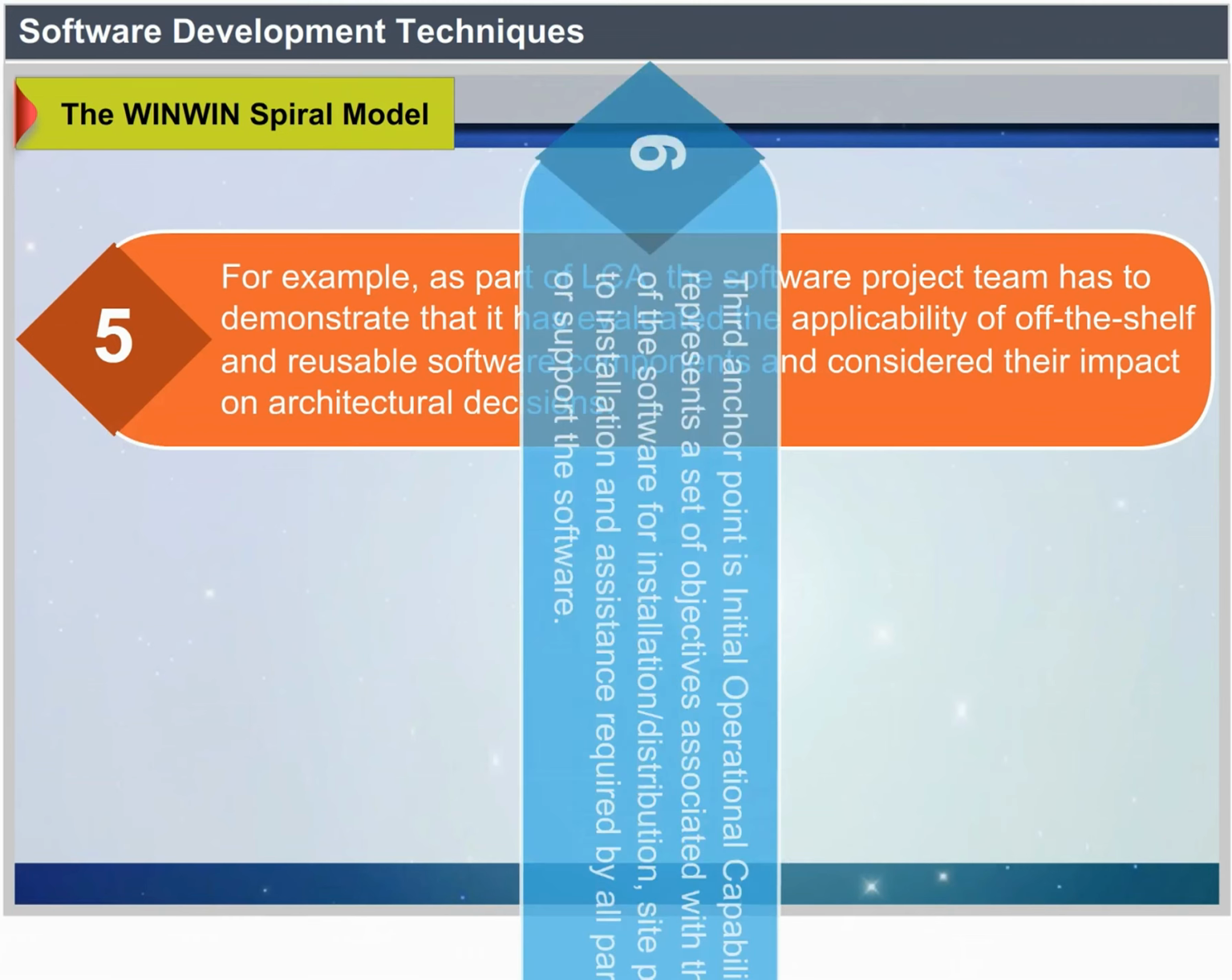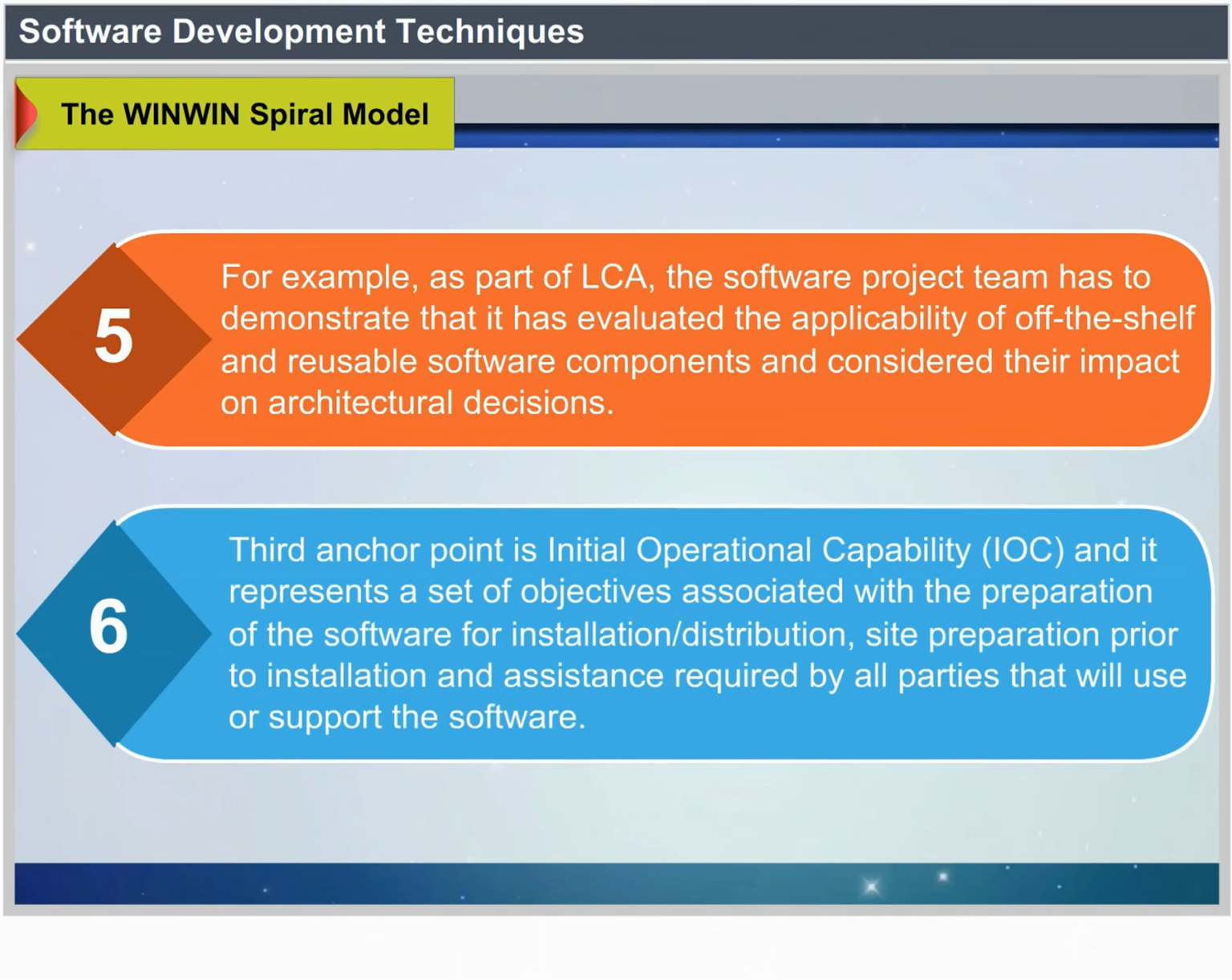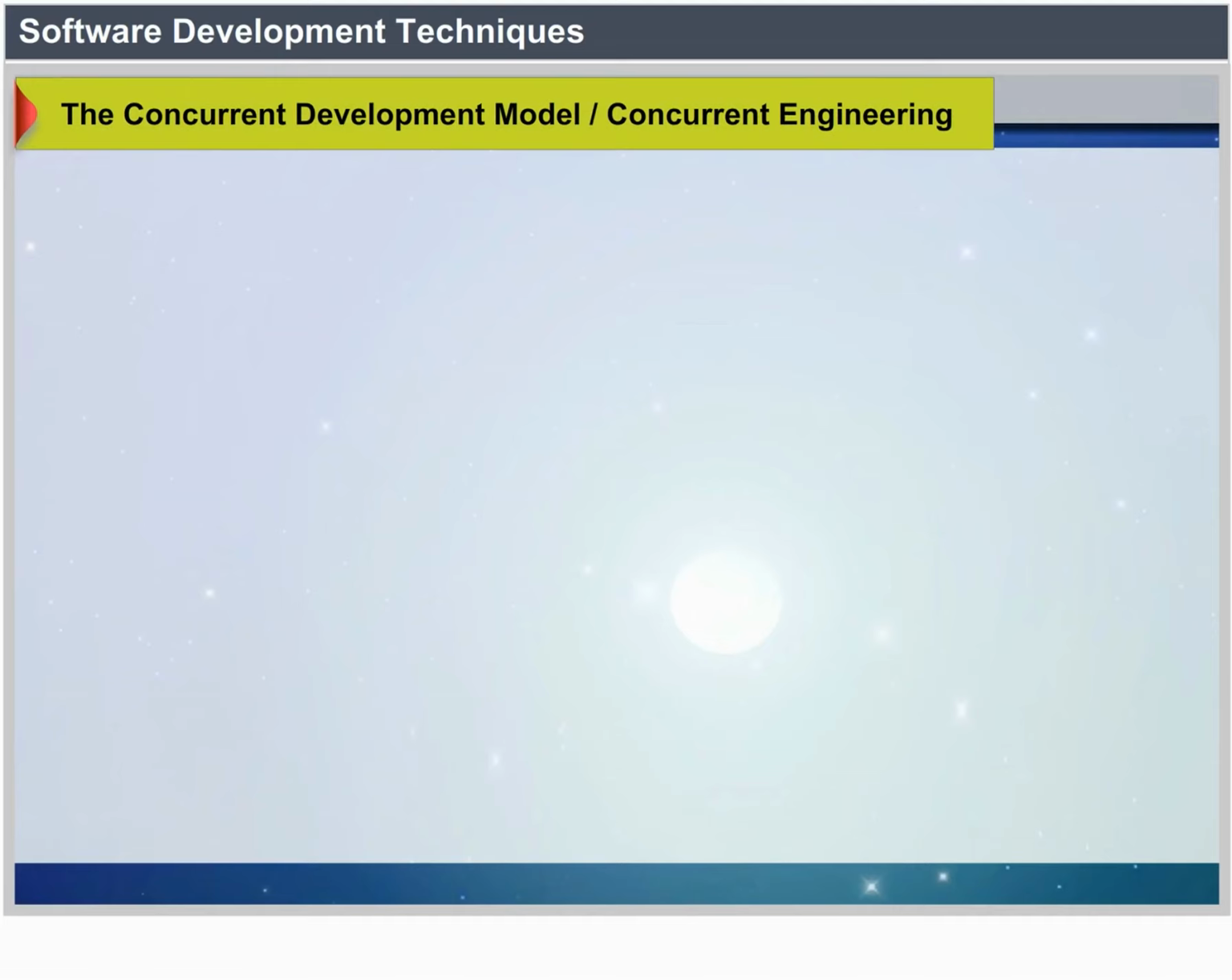Third anchor point is Initial Operational Capability (IOC), and it represents a set of objectives associated with the preparation of the software for installation or distribution, site preparation prior to installation, and assistance required by all parties that will use or support the software. The Concurrent Development Model, Concurrent Engineering.